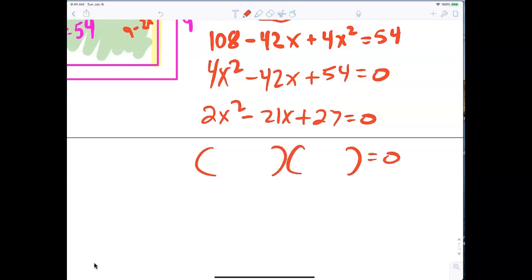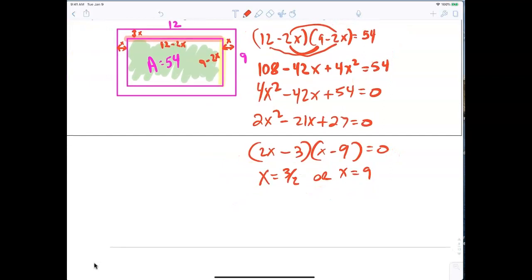How do I make 2x squared? 2x and x. Factors of 27. 9 and 3. So where does the 9 go? And 3 goes on the, so it'd be both negative. So x could be what? X could be what? 3 over 2 or x could be 9.